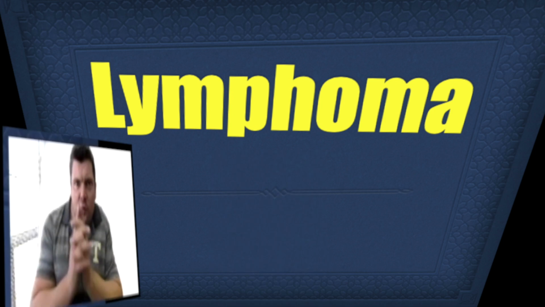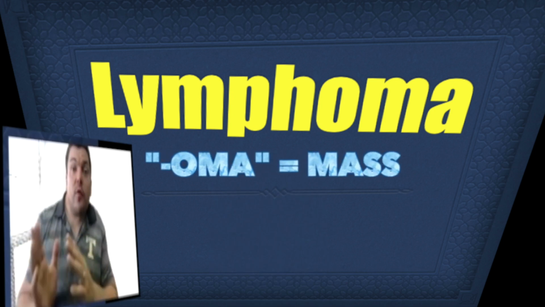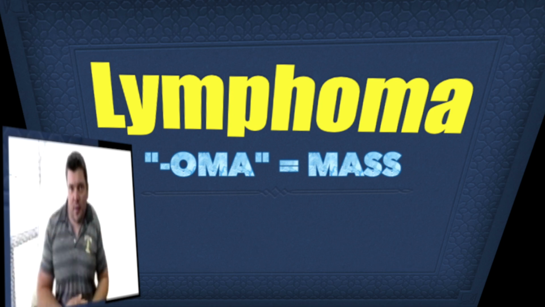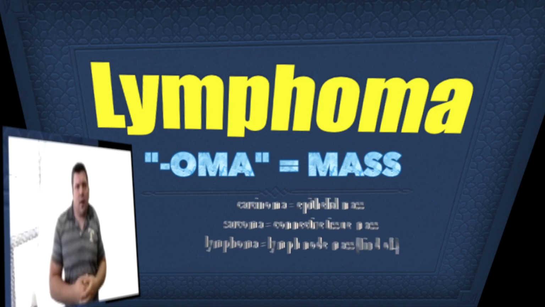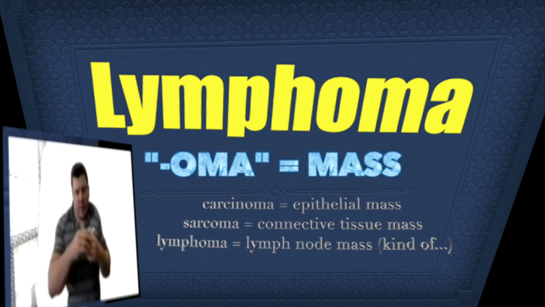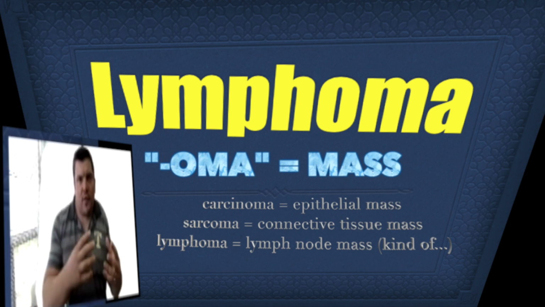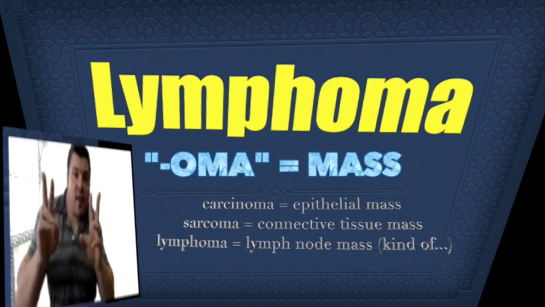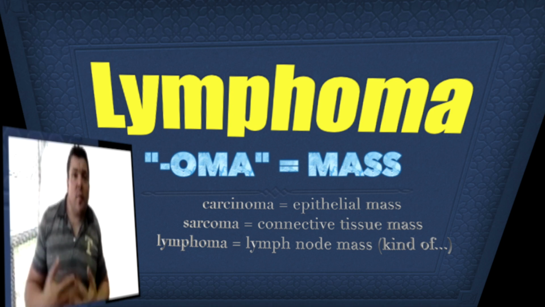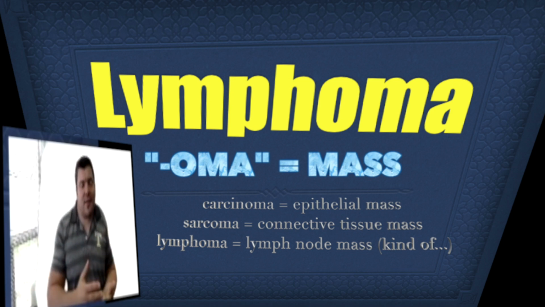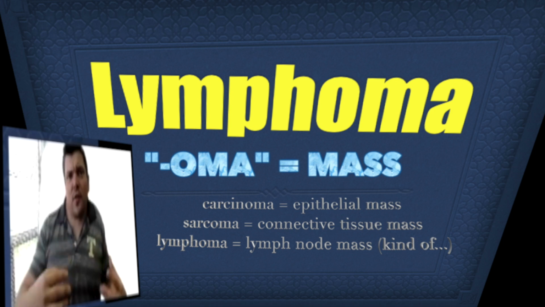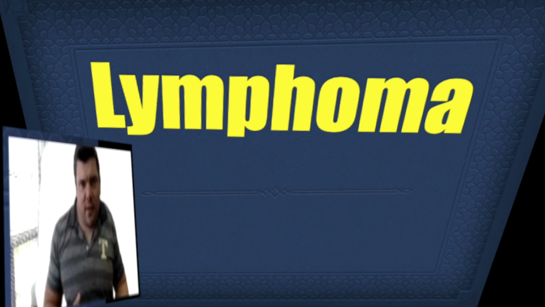To break down this word, I want to let you know that the suffix oma, O-M-A, indicates a mass. That's important. So when you have a patient with breast cancer and you hear breast carcinoma, there's a mass within the breast tissue. A lymphoma indicates a mass within the lymph nodes caused by malignant lymphocytes. And the discussion here is going to really focus on how those lymphocytes became malignant.